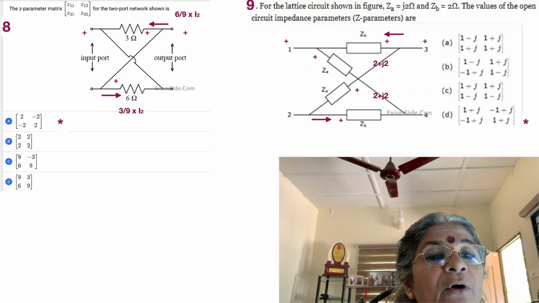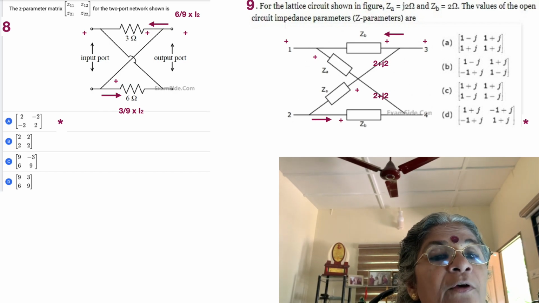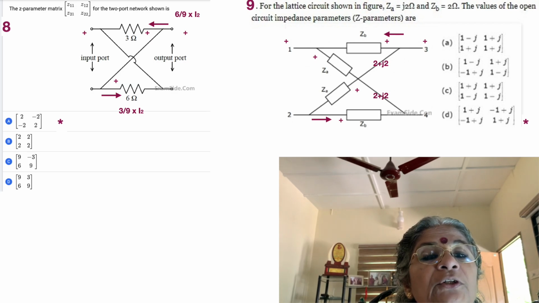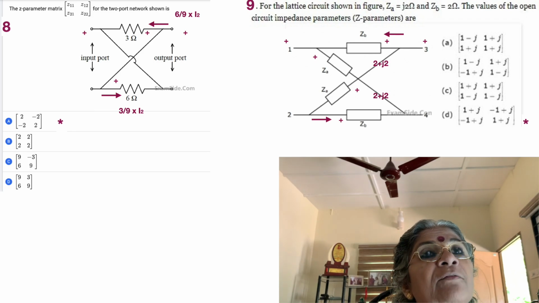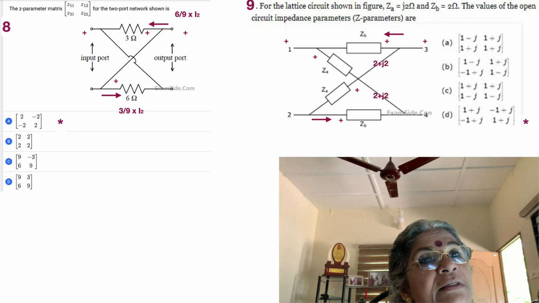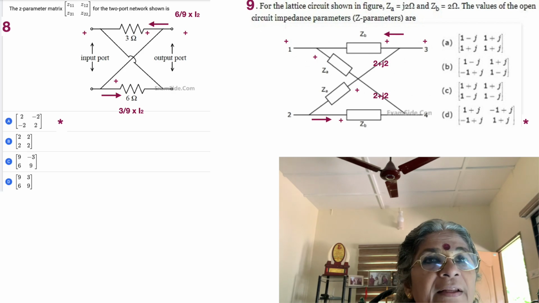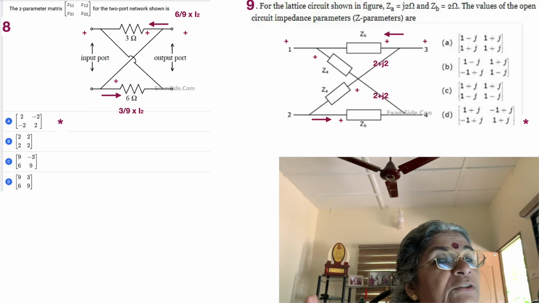Let's see what we are expected to do. We have to find the Z parameters for the 2-port network shown. I hope we remember the equations wherein V1 by I1 will give you Z11 so long as I2 is equal to 0, or in other words, the other port is not given any current. It doesn't talk about anything with respect to voltage. Don't talk about voltage at all.